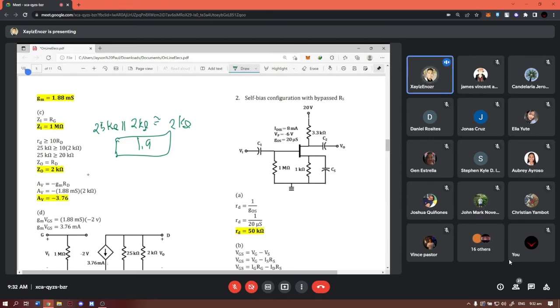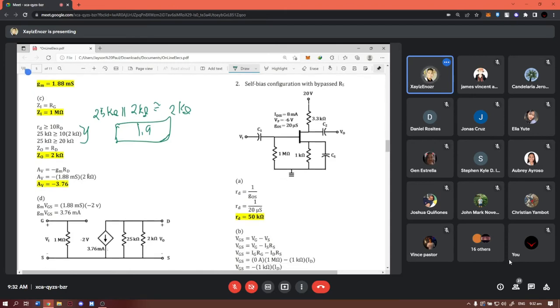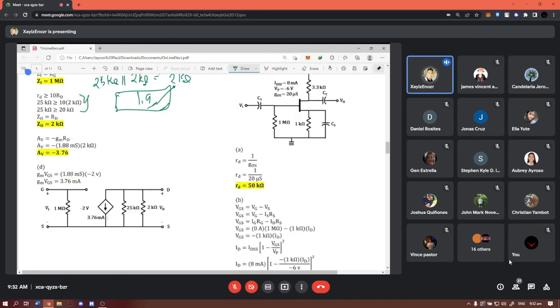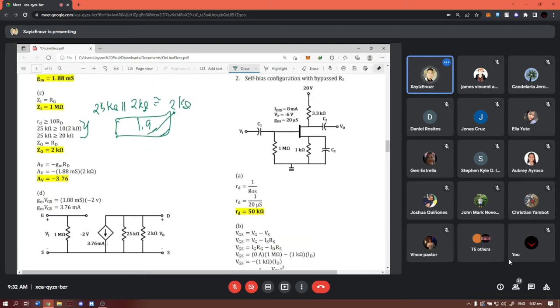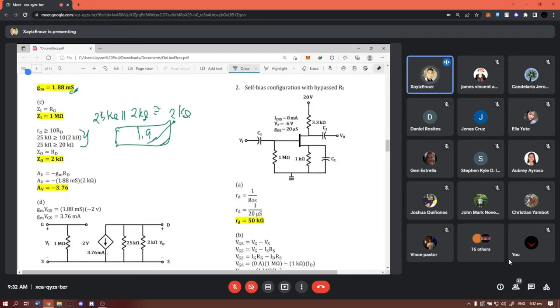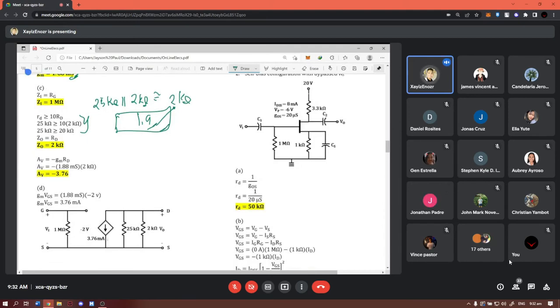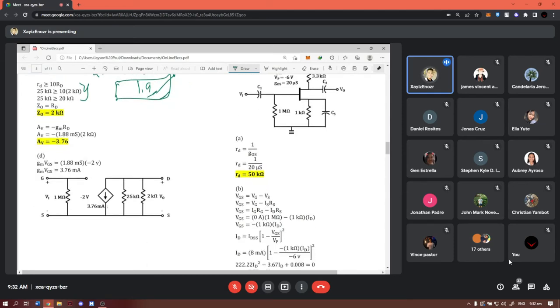Okay? So, we can now ipalagay natin na yung Zout is equal kay 2 kilo ohms. Since na-satisfy naman yung condition na to, pwede na natin hindi siya i-parallel, kasi kahit i-parallel mo, almost equal naman siya kay 2K. Then we have here yung voltage gain, negative GM multiplied by RD. So that is negative 1.88 millisiemens yung ating GM, nakuha natin kanina, times drain resistance, which is 2 kilo ohms. So our voltage gain therefore is negative 3.76 as the voltage gain.